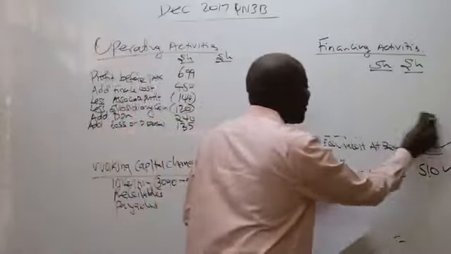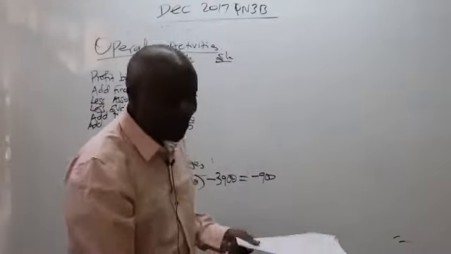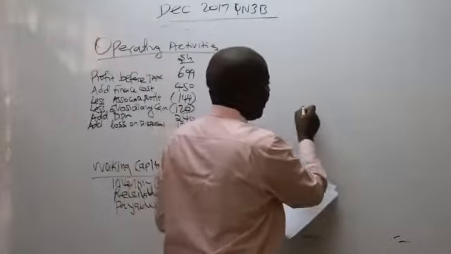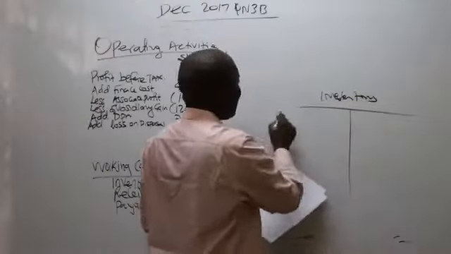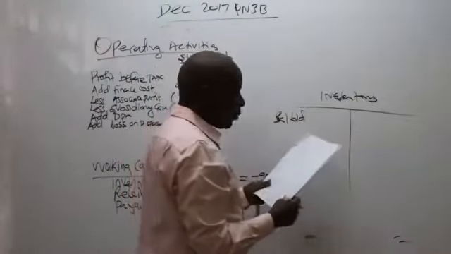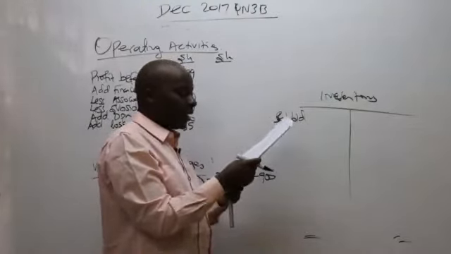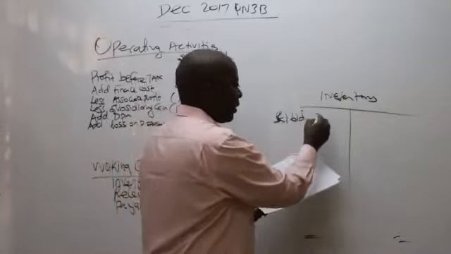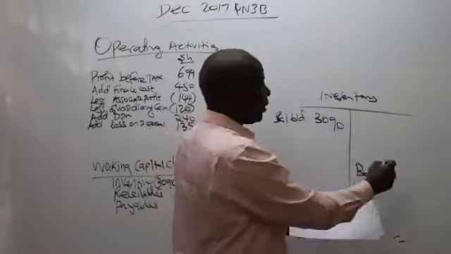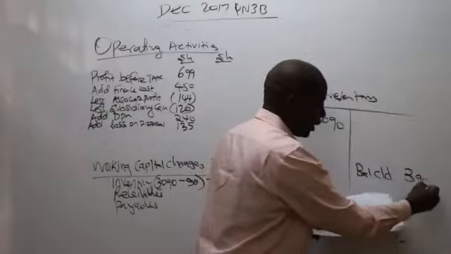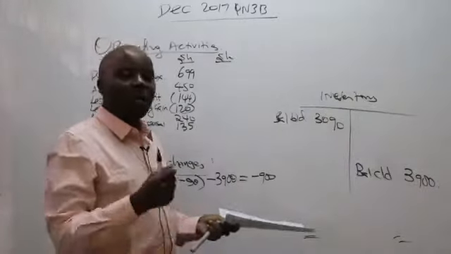Nataka nirudie tena. Please allow mwalimu arudie tena. Ukitaka mwalimu anaweza kuchora T account. Inventory, tuseme hapa balance brought down ile ya 2016 ilikuwa ni 3090. Na kuna balance carried down ile ya current year, which is 2017, which is 3900, right? And then we had disposal.